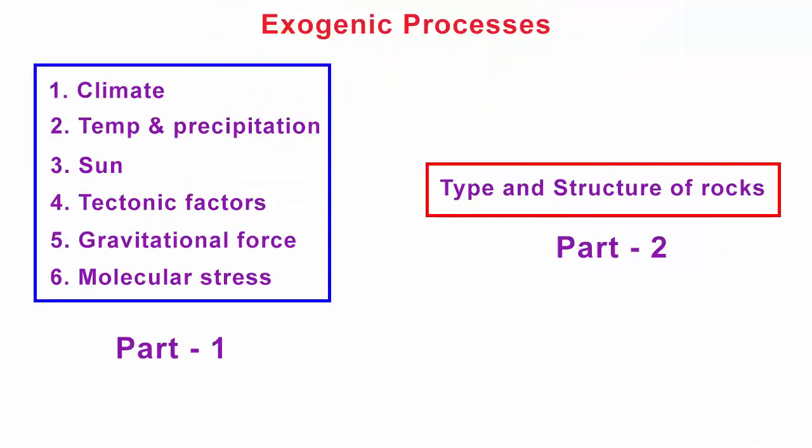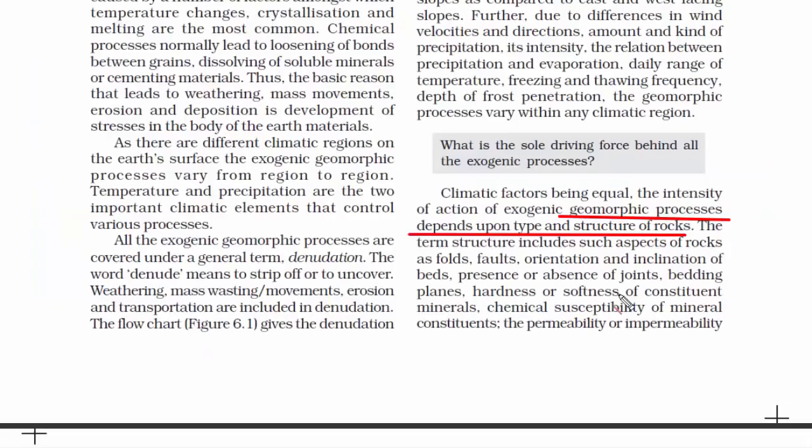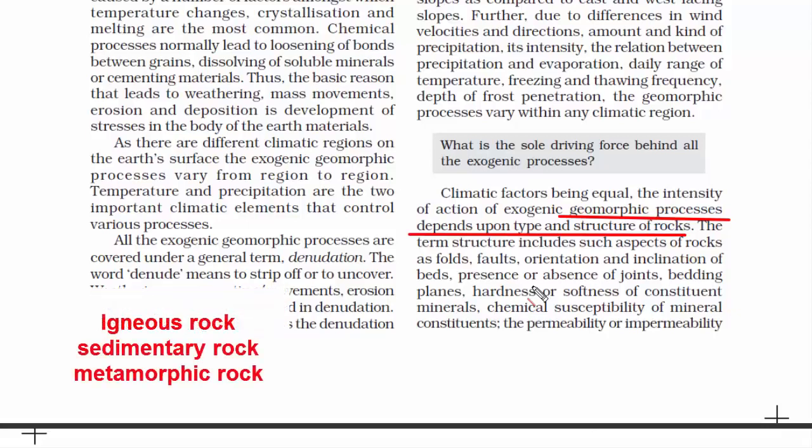Another important thing that you have to understand is that factors like climate, sun, gravity, molecular stress, tectonic movement, these make the exogenic processes happen. Now this is one part of the question, we know this. The second part, which I believe is equally important, is that exogenic geomorphic processes depend upon type and structure of rocks. Now you would say, what do you mean? Rocks are rocks. They are meant to be weathered. So why give importance to rocks? Well, we have to consider this aspect as well because rocks are of different types and structure.